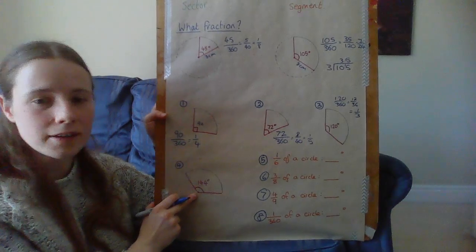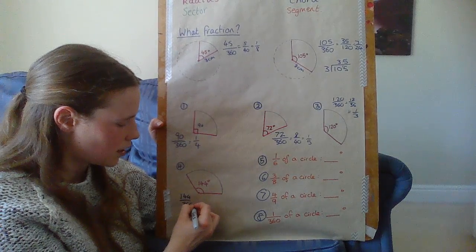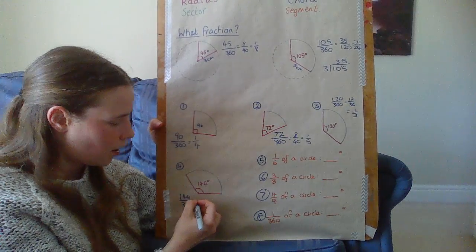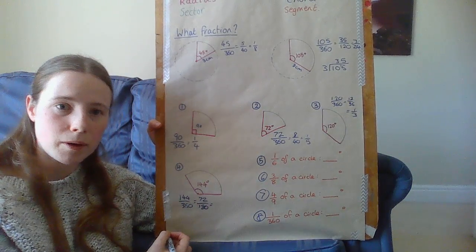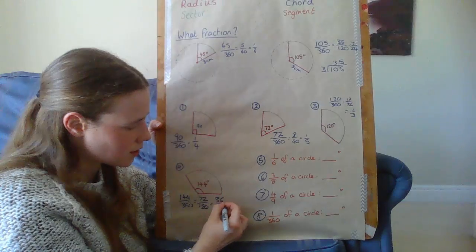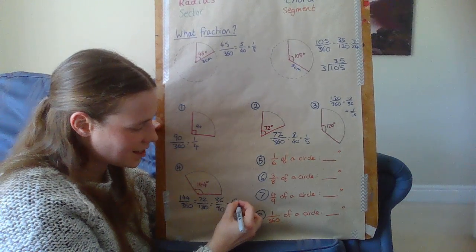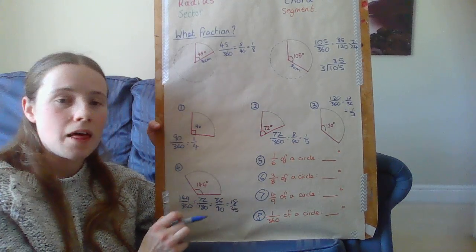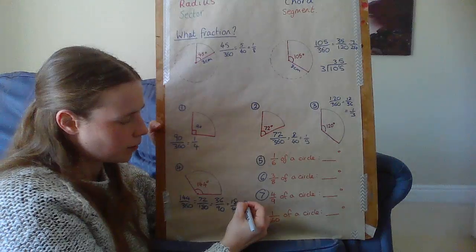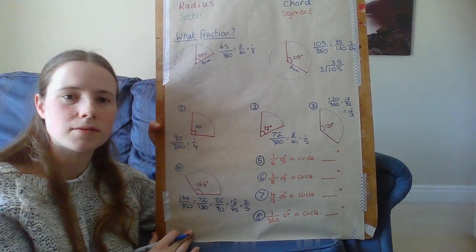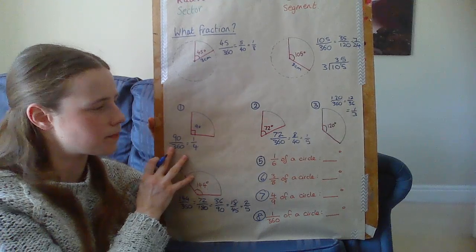Okay. Next one, 144 over 360. Well, I can half them both, okay, to get 72 over 180. I can half them both again to get 36 out of 90. I can half them both again to get 18 out of 45. Those two numbers are both in the 9 times table. So if I divide by 9, I'm going to get 2/5. Okay, so 2/5 of a full turn is 144 degrees.